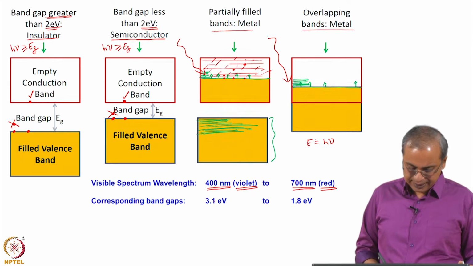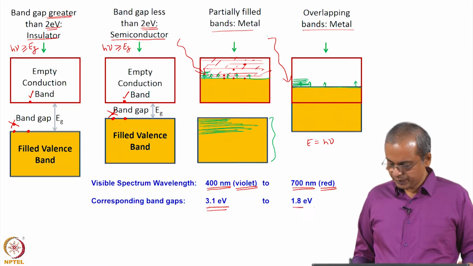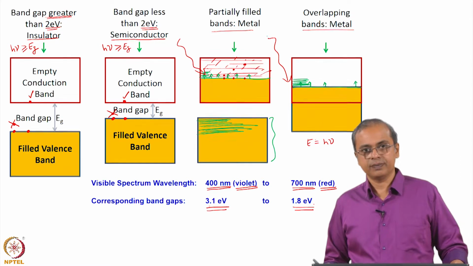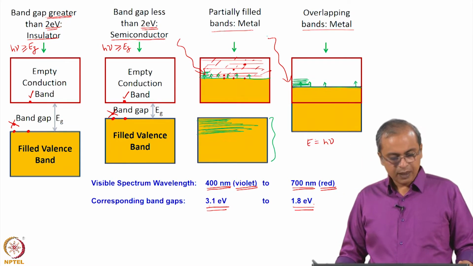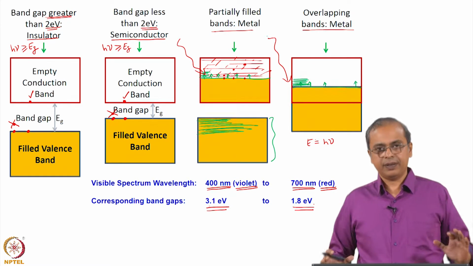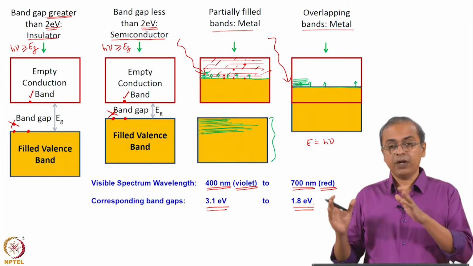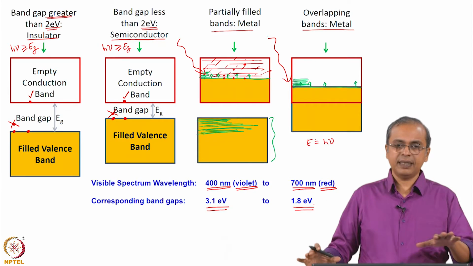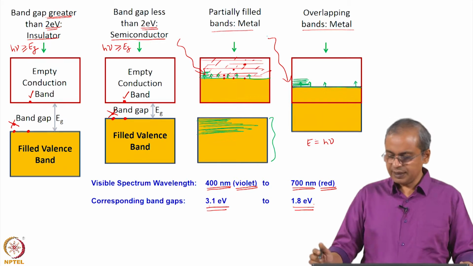So, the corresponding energies, if you do E equals h nu, are about 3.1 electron volts for the violet end of the spectrum, and 1.8 electron volts for the red end of the spectrum. Okay. So, this is typically what we see. Now, given this range of energy levels between 1.8 and 3.1 electron volts for visible light, if you take that radiation and look at its interaction with the possible band structures that we have here, consider a metal.